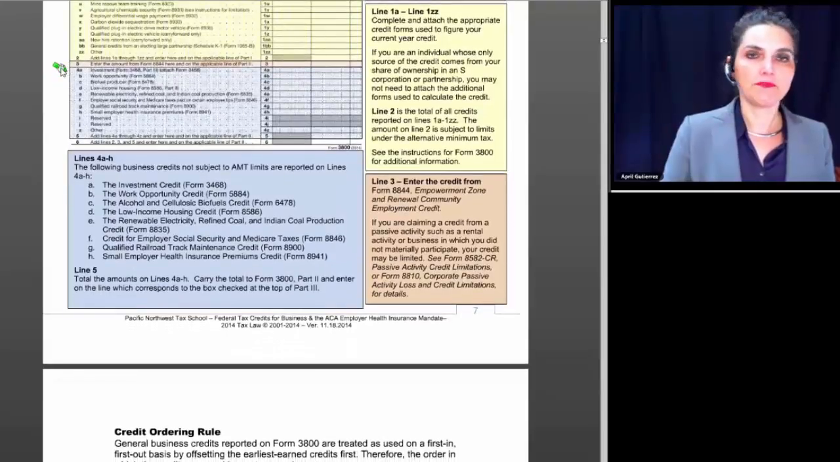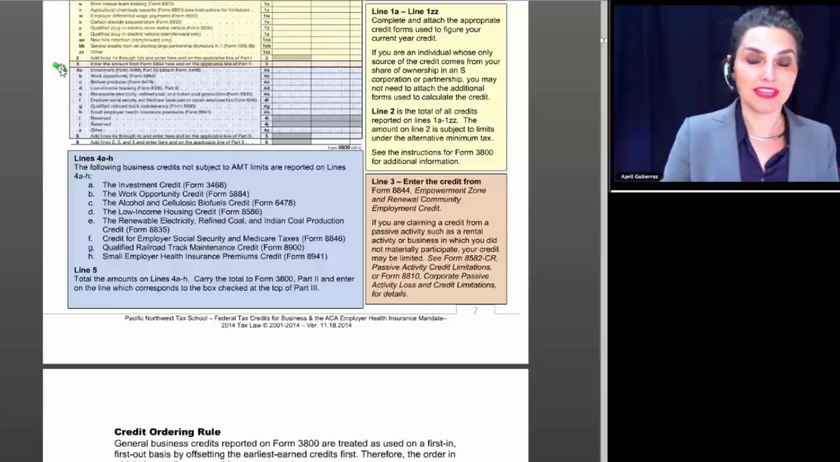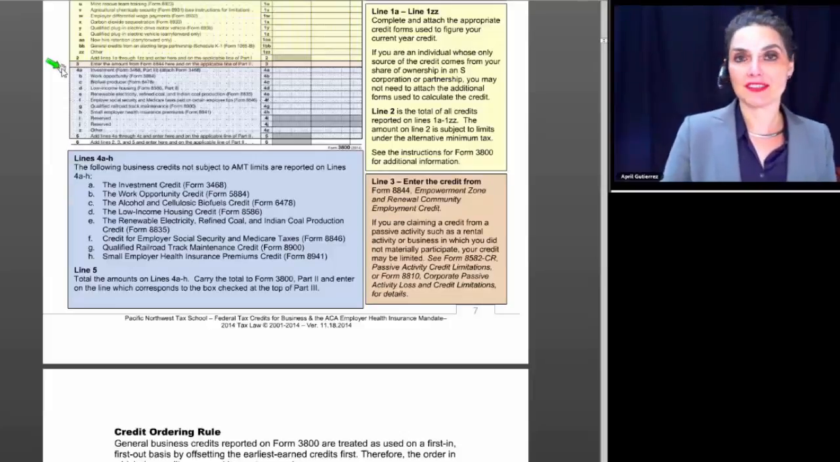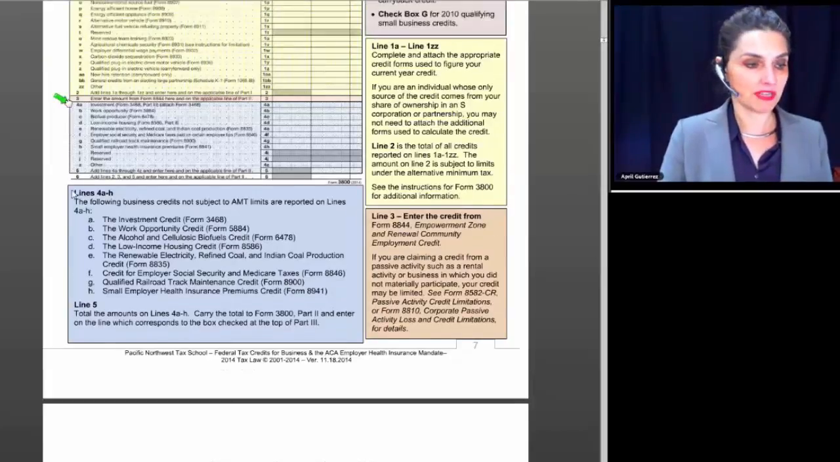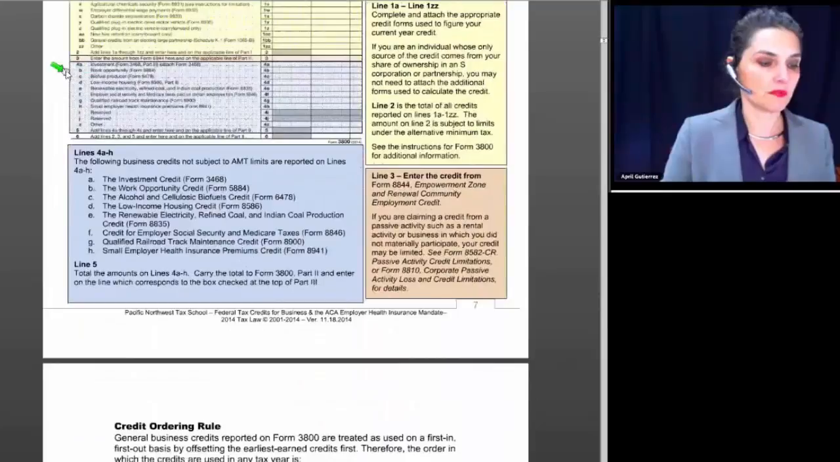Moving on to line 4, the good news is that some of the newer credits, some of the ones we're going to be talking about today, actually fall on line 4. And the benefit of having a credit fall on line 4 is that it's not limited by the alternative minimum tax. You can see all of the credits listed on line 1 are subjected to alternative minimum tax, but the credits listed on line 4 are not.